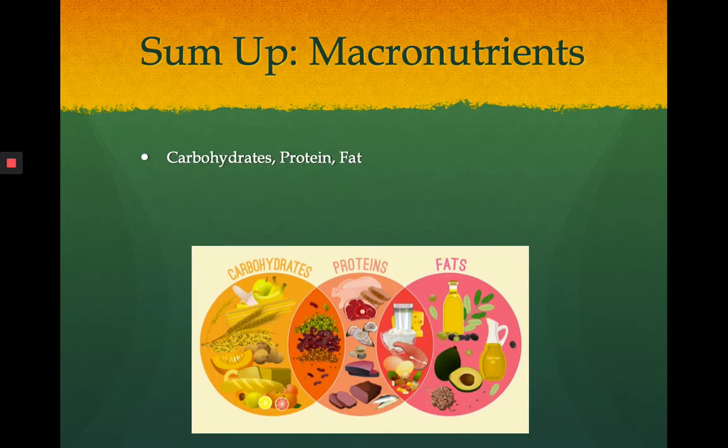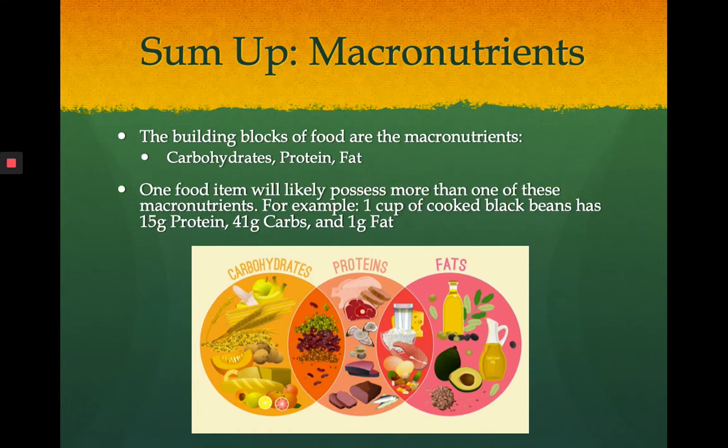So to sum up our macronutrients, we've got our carbohydrates, our proteins, and our fats. These are the building blocks of food. One food item is likely going to possess more than one of these macronutrients. So for example, if I have 1 cup of cooked black beans, I have 15 grams of protein. That is very protein rich. 41 grams of carbohydrates and 1 gram of fat. So it's a mixture of all three. And different foods will have different levels of each. Some may not have any of one of them.